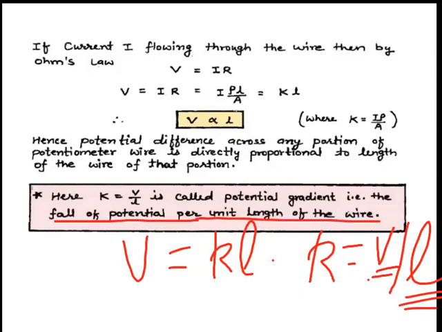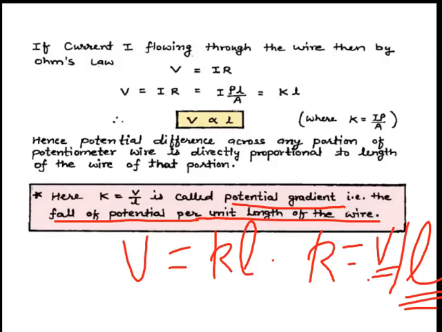And to this term, another name is given, and that name is potential gradient. So potential gradient is the fall of potential per unit length of wire. Potential gradient is a very important term. Its definition, its formula, its SI unit come in the exam.